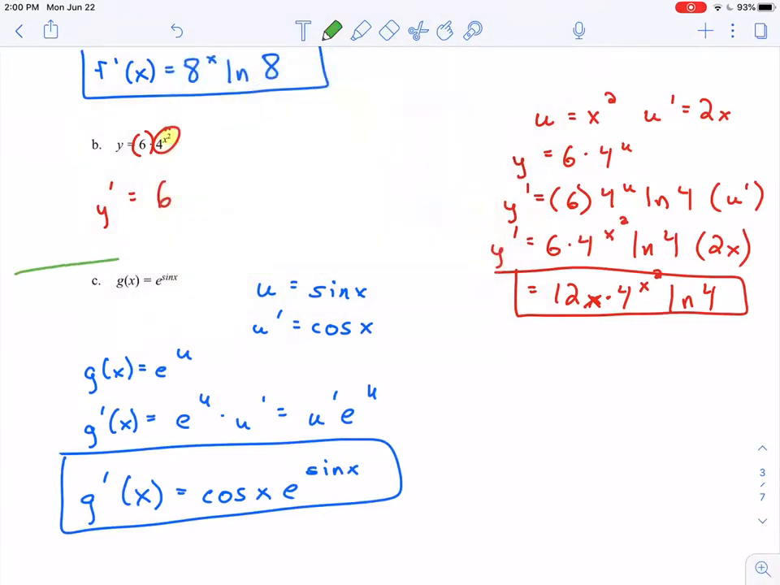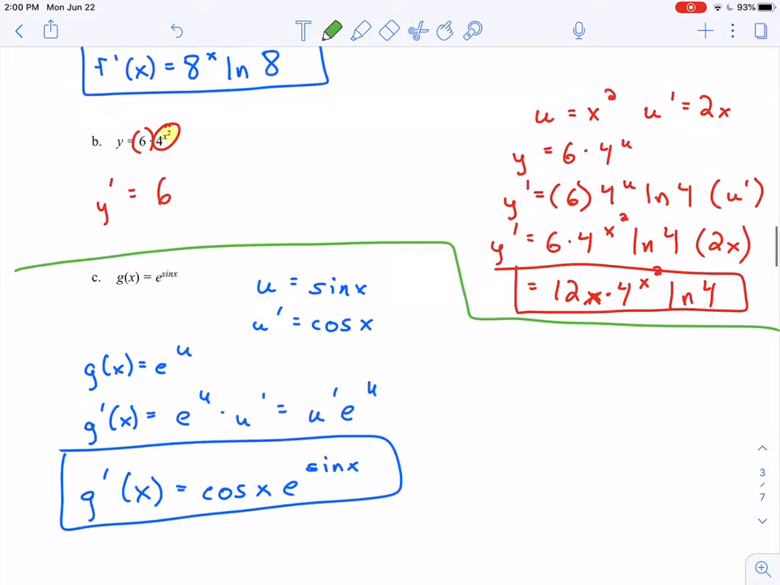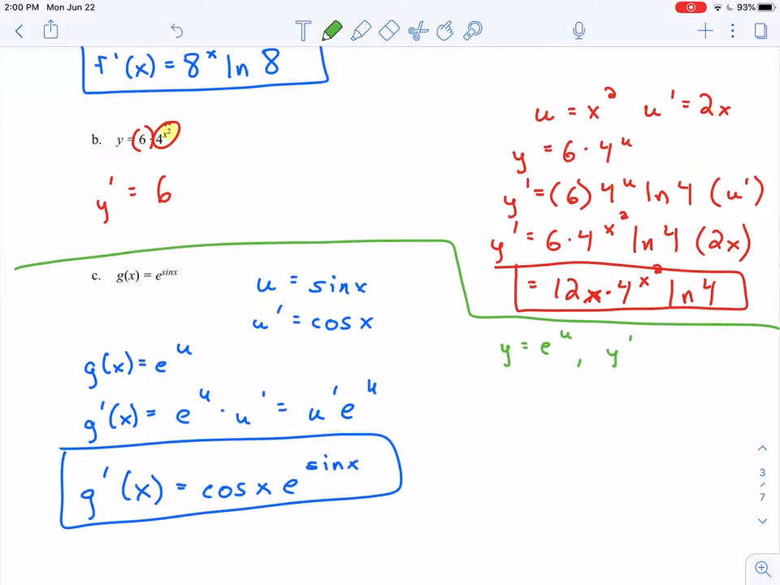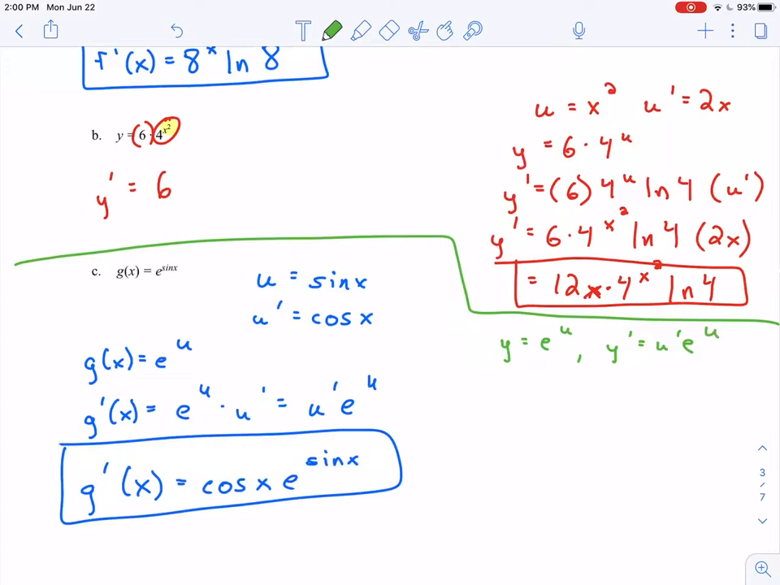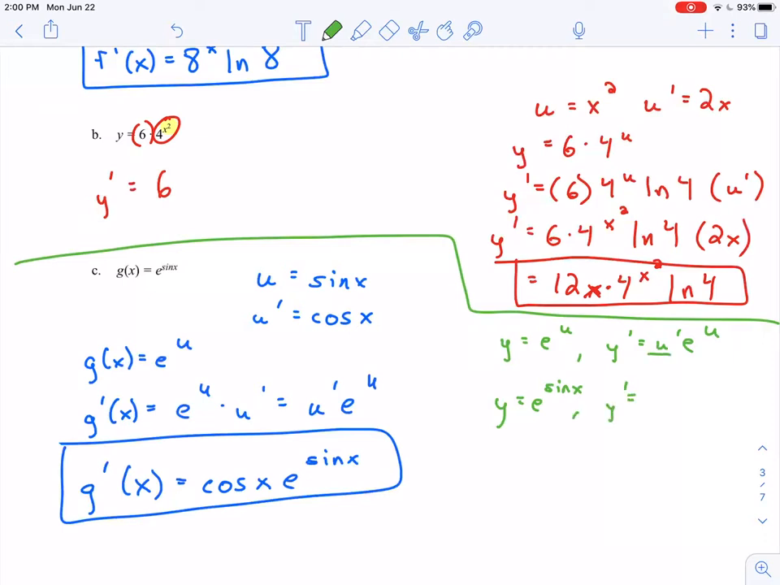Now, if you wanted to take a slightly different approach and use that shortcut, we said if you're working with y equals e to the u, where u is a function of x, but I'm just going to shorten it and say u here, then y prime is u prime times e to the u power. So here I have y equals e to the sine of x power, which means that y prime is going to be u prime, the derivative of my power, so the derivative of sine of x is cosine of x, times e to the u. U, we said, was sine of x. That's just whatever my power is right here.